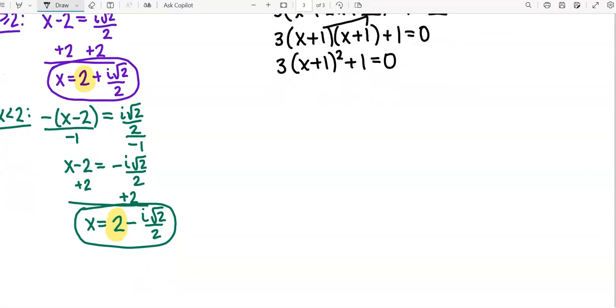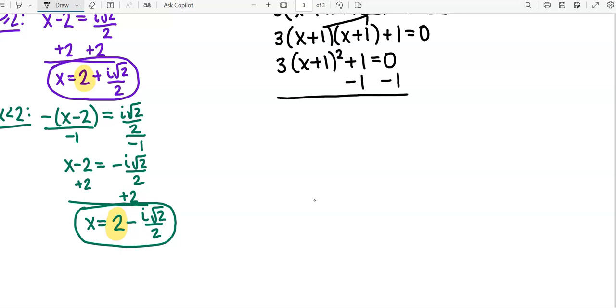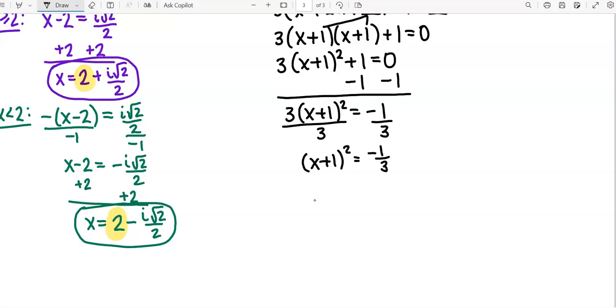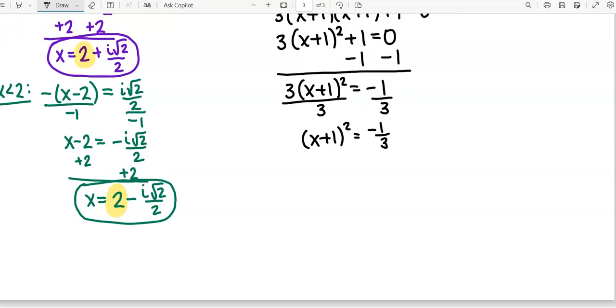How do I solve this equation? Subtract 1, good. And I've got 3 times x plus 1 squared is equal to -1. Now what? The backside's blank. You could use the backside. Just label number 2 and keep it going. Yep, divide by 3. So x plus 1 squared is equal to -1/3. Now what?